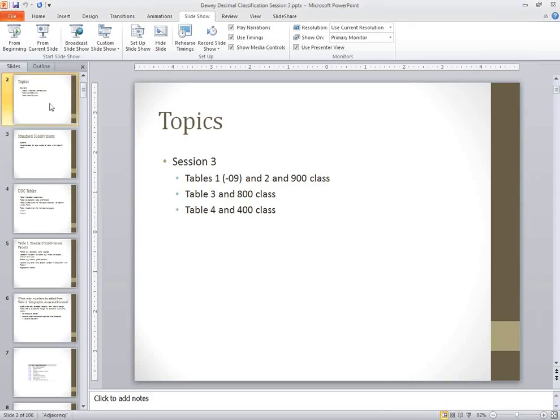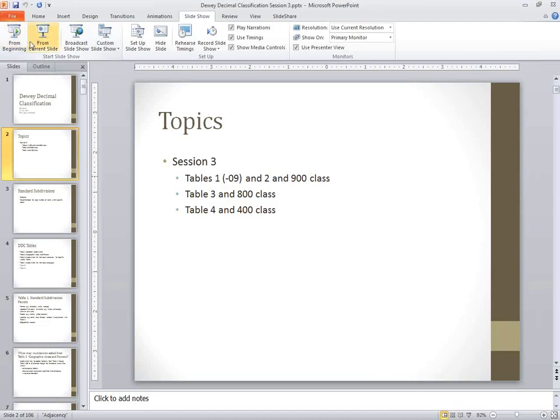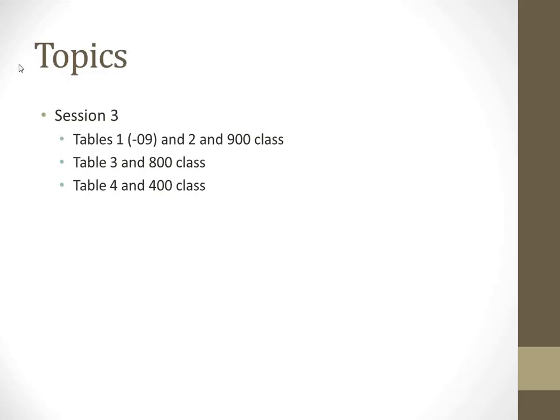Okay, if you think of more questions about the assignment as we're going along, feel free to throw them out there, but we are going to go ahead and continue with this week's session. So again, we're going to be finishing up Table 1, especially as it relates to Table 2 when you're dealing with either history or geography. And then we'll talk about Table 3, which is used for literature, numbers found in the 800s, and a little bit about Table 4, which is used for languages, numbers found in the 400s.